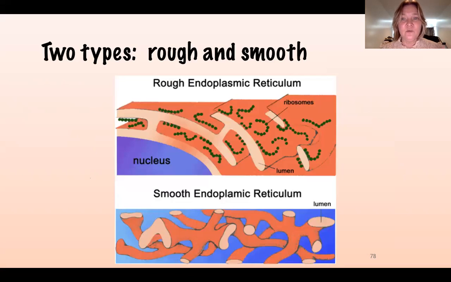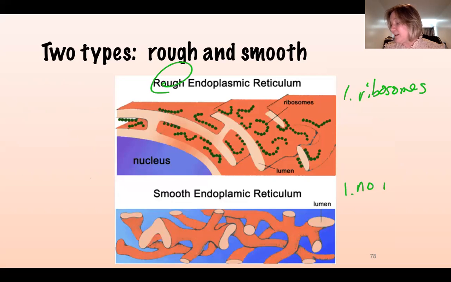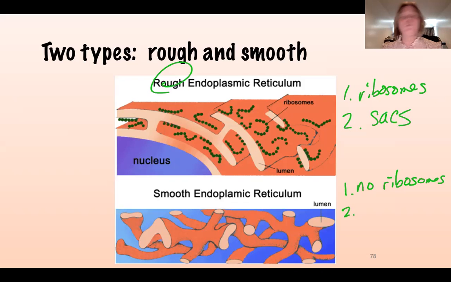There are two types, rough and smooth, and there's two differences between rough and smooth. Number one, rough has ribosomes, that's why it's called rough, and smooth endoplasmic reticulum has no ribosomes. And two, I described it as a system of membranous sacs and tubes. The rough ER is the sacs, and the smooth ER is the tubes, which you can see from the diagram here.